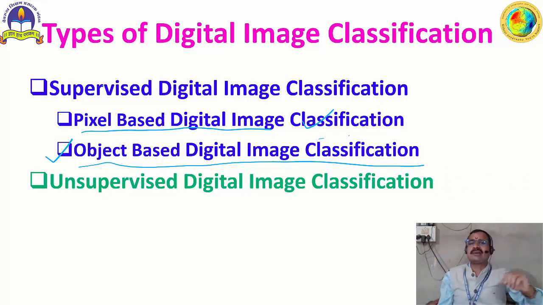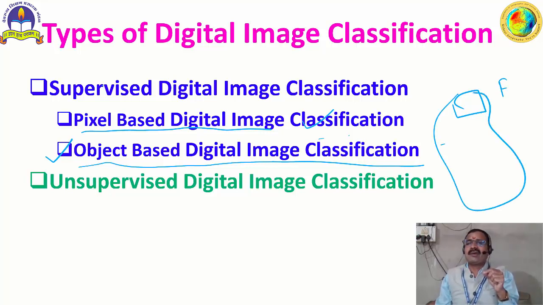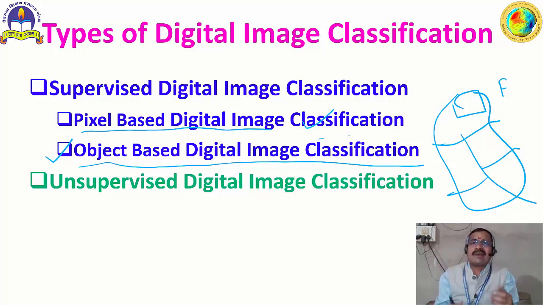In supervised digital classification, what happens is the analyst, I mean the person who is performing the image classification, is controlling the data set. He is taking the samples and spectral information, and then he assigns that this spectral class is representing water body, this spectral class is representing forest, and in this way he collects the various training data sets and accordingly he classifies the image.